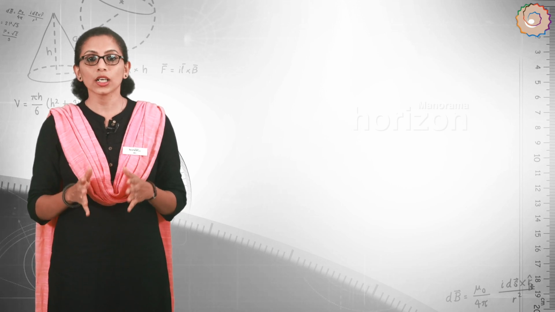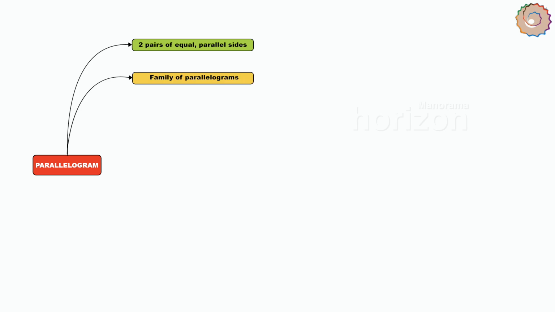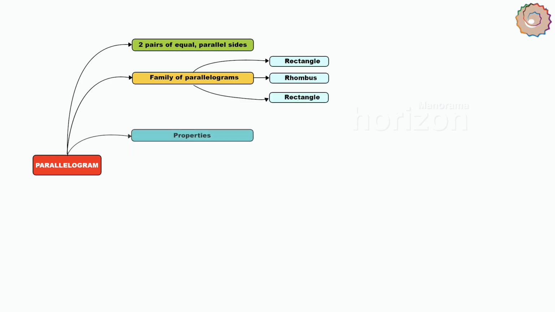So, let us have a recap of what we have learned about parallelograms. You have seen that a parallelogram is a closed plane figure with four sides. It is a quadrilateral with two pairs of parallel congruent sides and its four interior angles add up to 360 degrees. Then we have discussed specifically the family of parallelograms, that is rectangle, rhombus and square. Also, we have discussed some interesting properties of parallelograms and their proofs based on their diagonals, sides and angles.